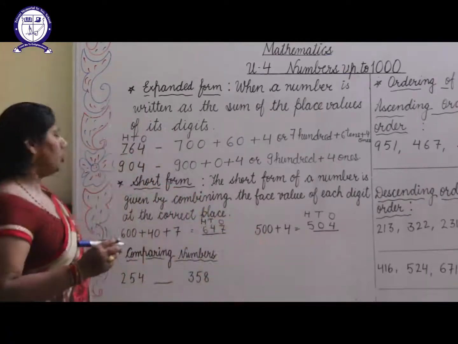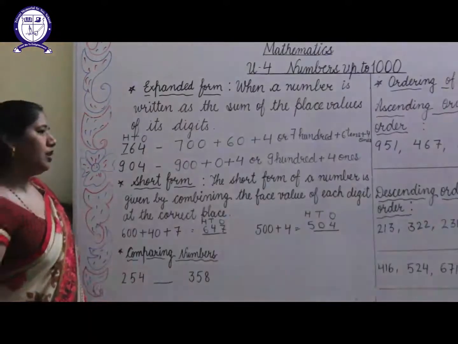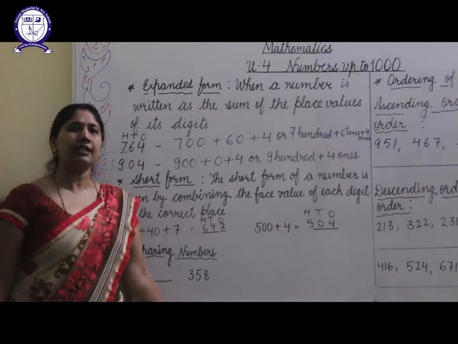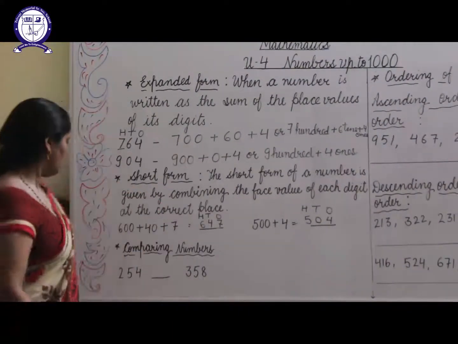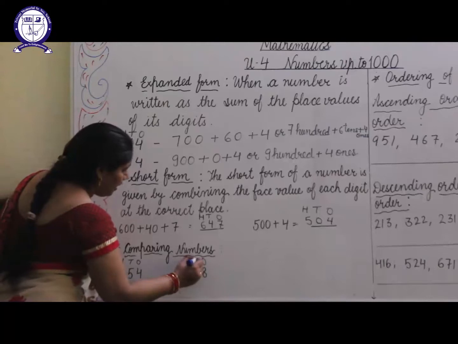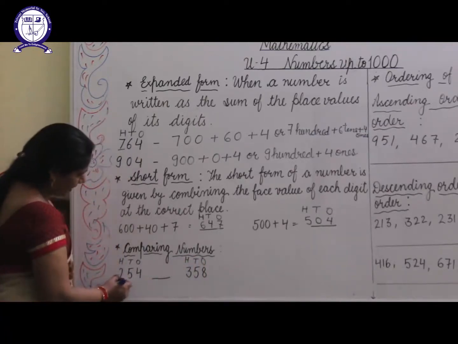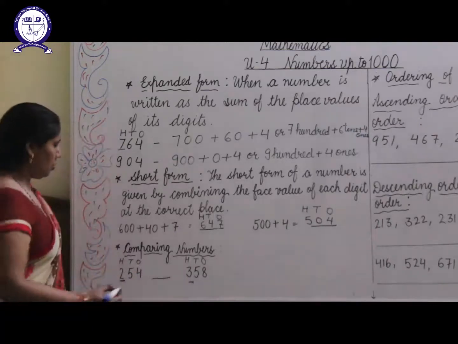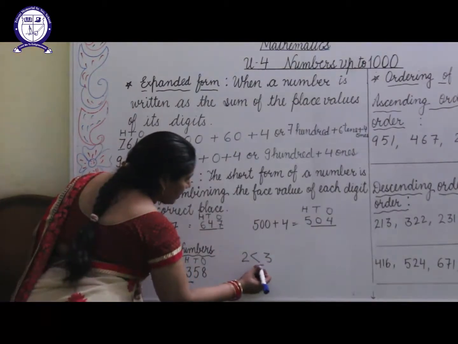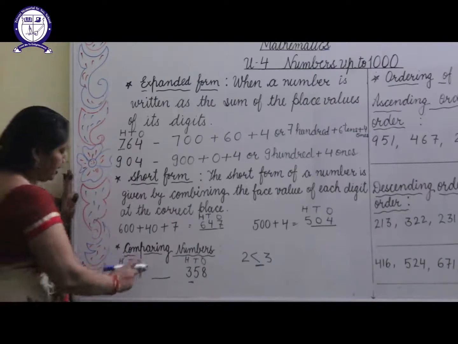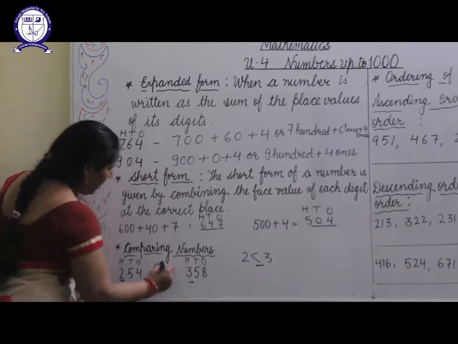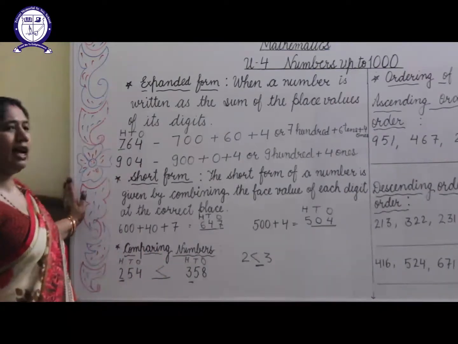Come to the next module, comparing numbers. To compare numbers, firstly we have to compare the hundreds place, then we compare the tens place, and after that we have to compare the ones place. So students, firstly we have to compare the hundreds place. On the hundreds place there is 2 and there is 3. So students, 2 is smaller than 3. That is the sign of smaller than. So this number 254 is smaller than 358. This is the way to compare the numbers.